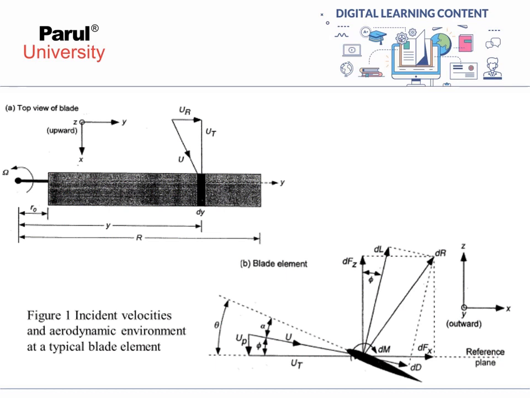In this figure we can see the velocity components UP, UT, U. U is the resultant velocity component, UT is nothing but the tangential velocity component, UP is nothing but the perpendicular velocity component. Phi is the angle between U and UT, and alpha is the angle between U and the chord line, and theta is the angle between the chord line and UT. Right? R is the radius of the blade, omega is the rotation of the blade.